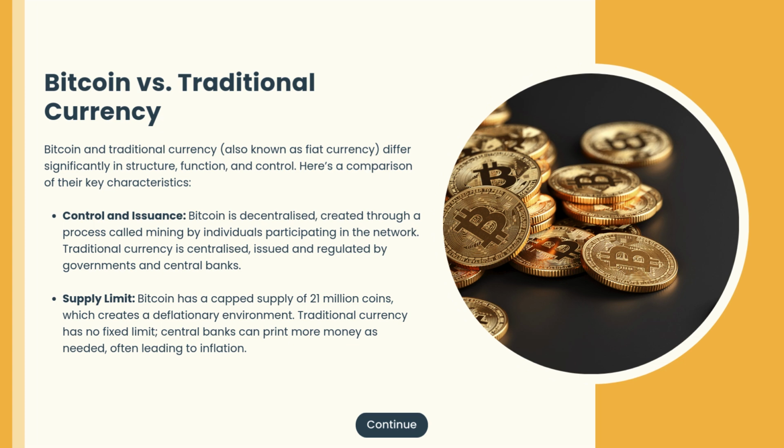Supply limit. Bitcoin has a capped supply of 21 million coins, which creates a deflationary environment. Traditional currency has no fixed limit. Central banks can print more money as needed, often leading to inflation.